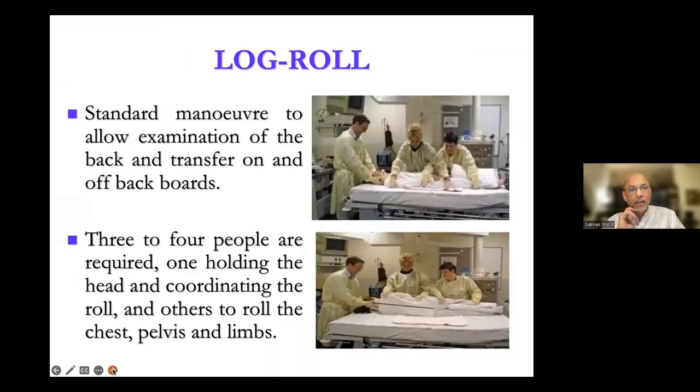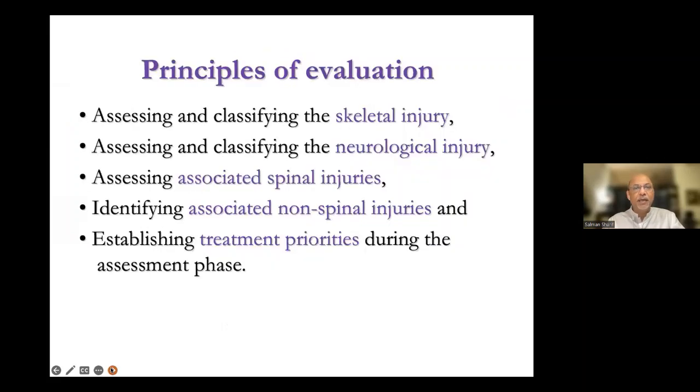Log roll is a standard maneuver to allow examination of the back and transfer onto the back boards. Three to four people need to do this. One person holds the head, coordinating the roll. The others hold the chest, pelvis, and limbs. Then you can examine the spine when you've turned them on the side. You need to assess and classify skeletal injury, neurological injury, associated spinal injuries, and associated non-spinal injuries, and have treatment priorities for them.